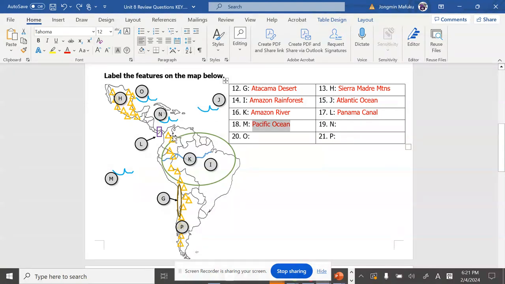N is on our south of this thing that we're going to talk about. This right here, my favorite place. It got Jamaica and all those beautiful little islands. We got that Caribbean Sea, and north of that Caribbean Sea, it's the Gulf of Mexico. Yes, that's correct. And 21P, P is right here, the longest mountain in the world, Andes Mountain.